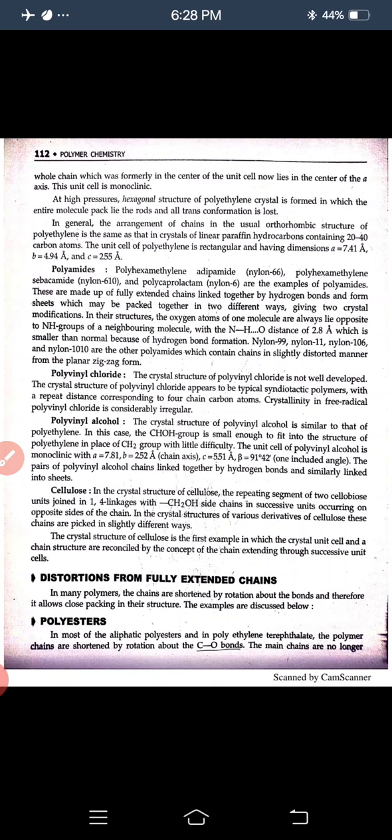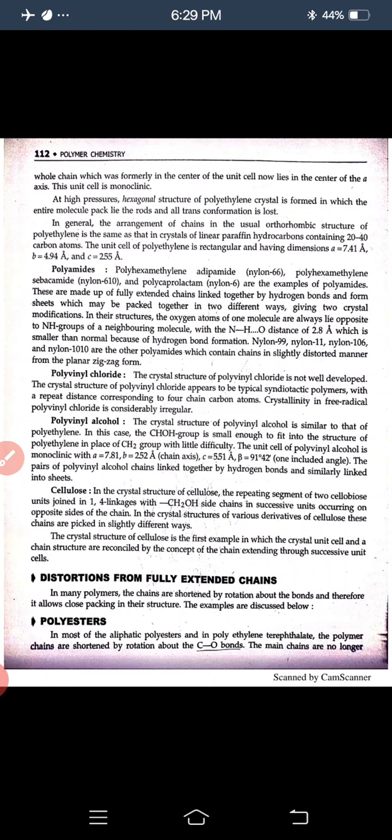Polyvinyl chloride, this is PVC, a monomer of vinyl chloride to form polyvinyl chloride, and polyvinyl alcohol also has a CHOH group. This is the A, B and C axes, with the C the chain axis, and 91 degrees 42 minutes is the one inclined angle. This is the CH2OH having cellulose with 1,4 linkage. Two cellulose units join by 1,4 linkage with the CH2OH side chains, the successive units occurring on opposite sides of the chain.